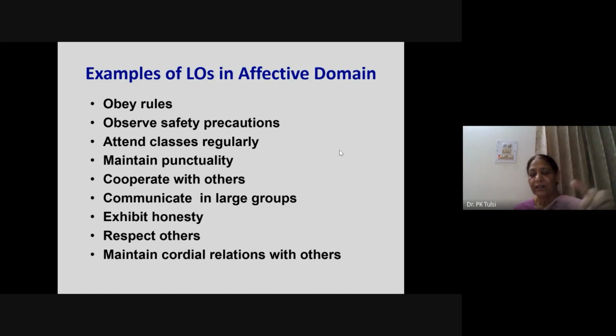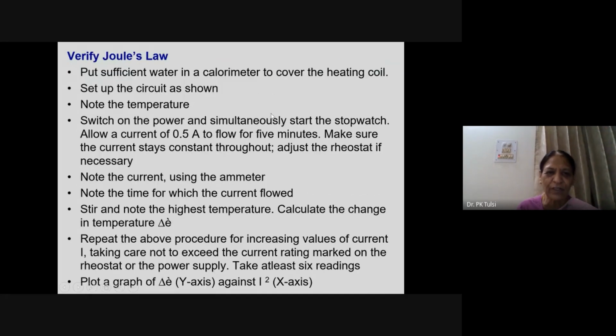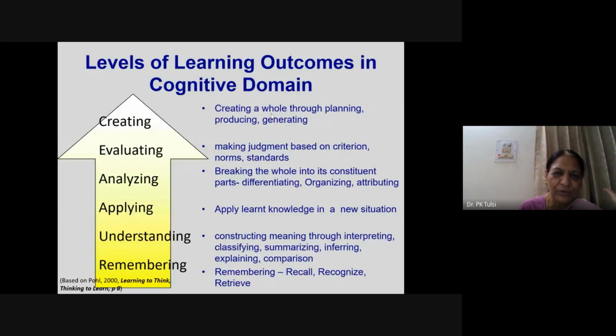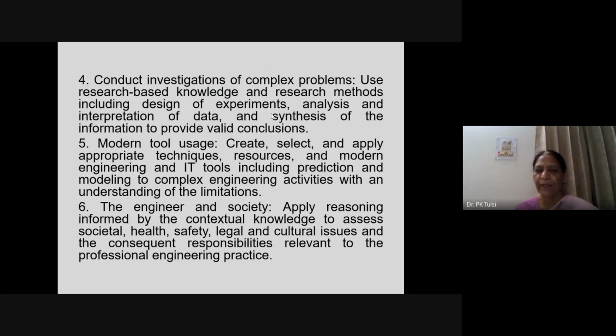So here you can see these, and let me just go back to the point which I was emphasizing, that for developing these, for enabling. Sorry, I have to use this. Going back, okay. So here you can see the program outcomes where we have seen the engineer and society. Apply reasoning informed by contextual knowledge to assess societal, health, safety, legal, cultural issues and consequent responsibilities relevant to professional engineering practice. It is a matter of attitude. Environment and sustainability, again a matter of attitudes. And then ethics, again, which falls in the affective domain.